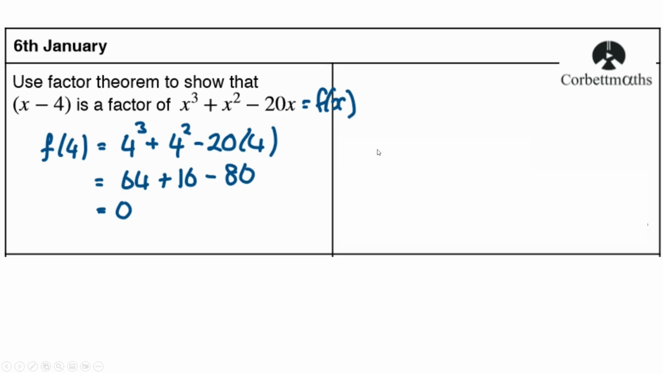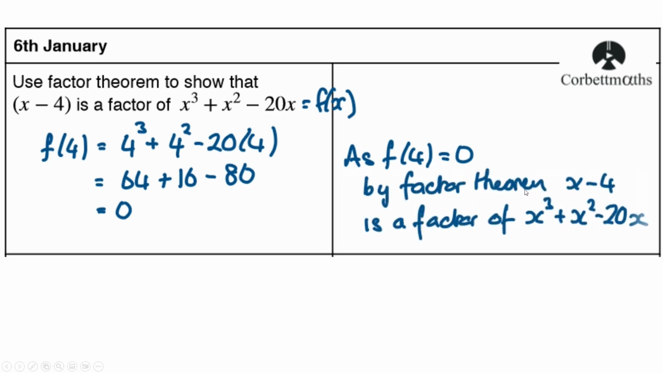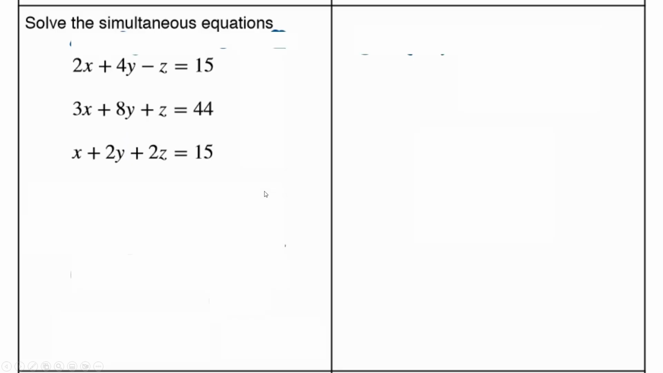The rigour bit is to say that as f of 4 is equal to 0, by the factor theorem, x minus 4 is a factor of, well, you could say f of x or x cubed plus x squared minus 20x. In other words, I'm showing something is true by explaining what I'm doing and giving a clear conclusion. In your further maths exam, there's a bit more flexibility here. You can kind of get away with being a bit looser, which is good practice just to do it right from the start. Anyway, next question.